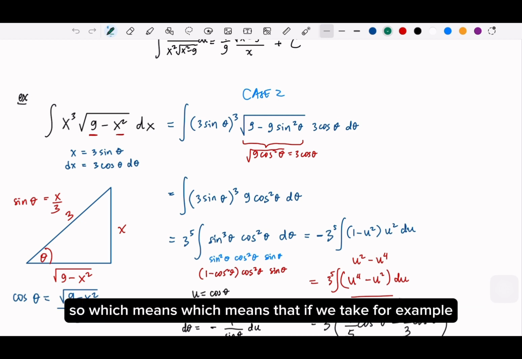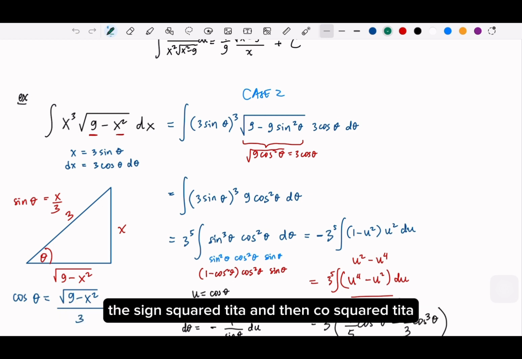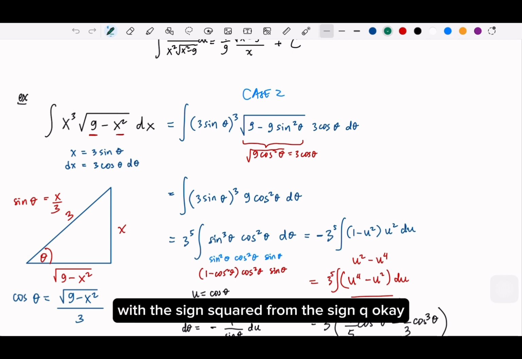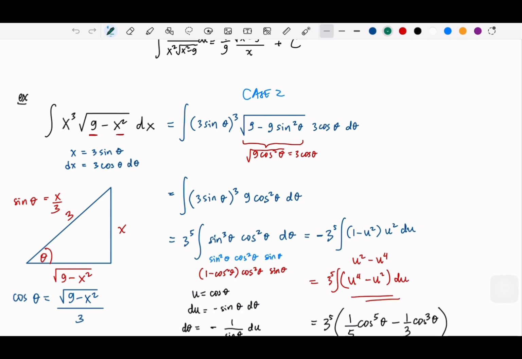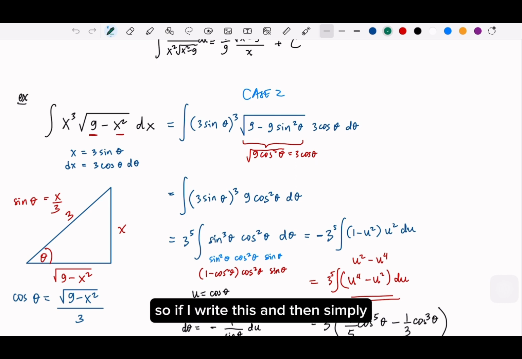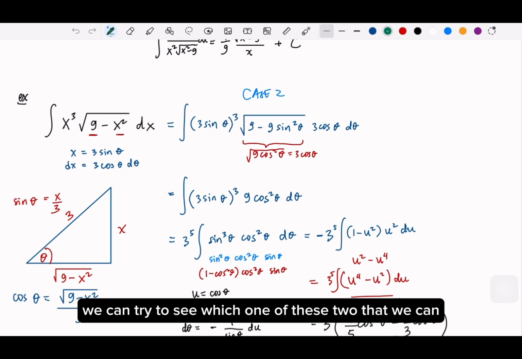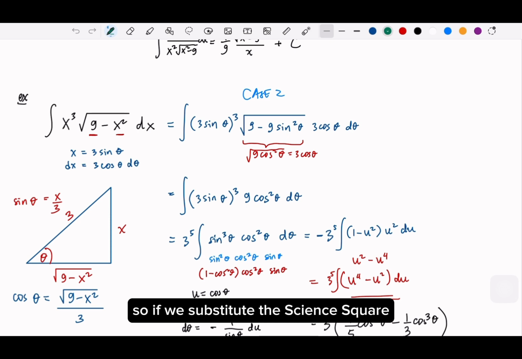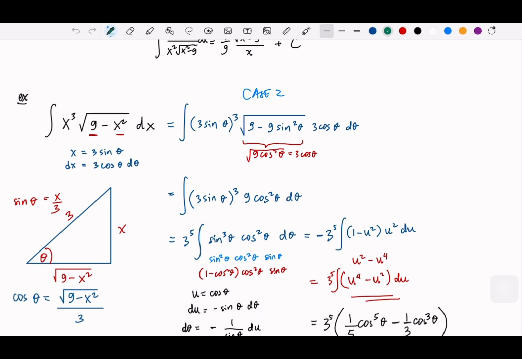So if we take, for example, the sine squared theta and then cosine squared theta, and then write sine theta here, I'm separating the sine squared from the sine cubed. Okay? So if I write this, we can see which one of these two we can substitute with the trigonometric identity.